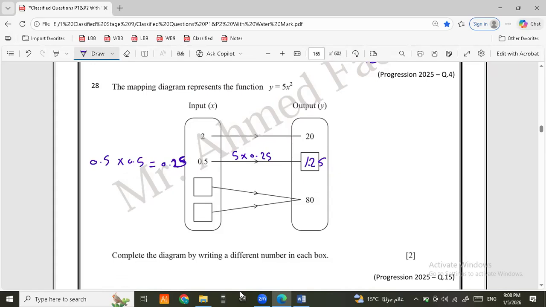So they're saying 5x squared is equal to 80. Send the 5 over, and instead of multiplication, send it as division. So x squared equals 80 divided by 5, which gives you exactly 16. So x is the square root of 16. What is the square root of 16? It could be 4, could be negative 4, positive or negative 4.